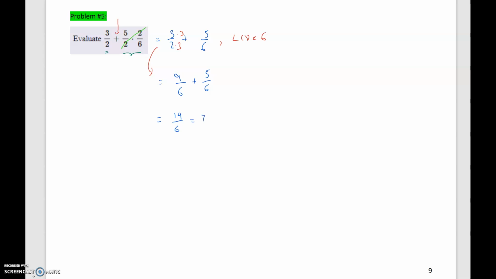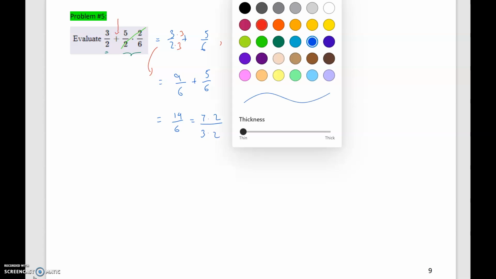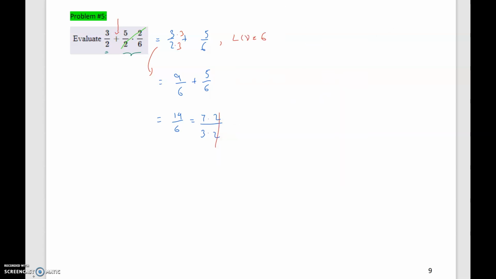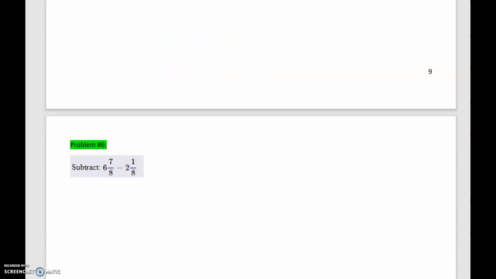Which reduces as 7 times 2 and 3 times 2. And we end up with, on this one, 7/3. Okay, that's actually it for this one. Let's move on to problem 6.